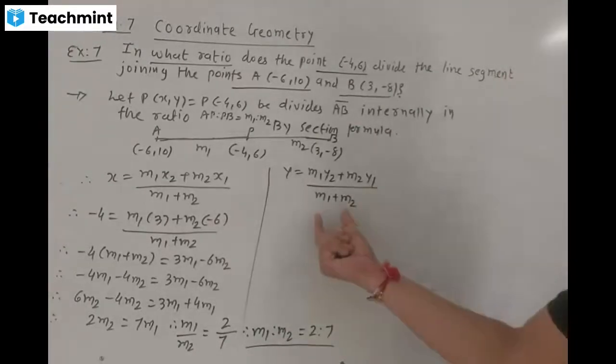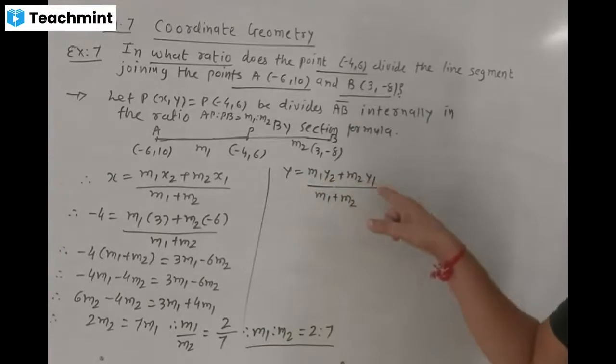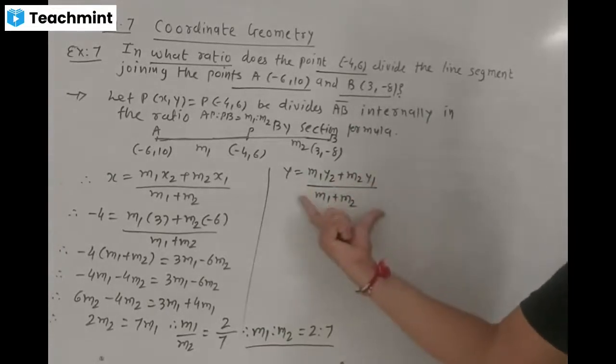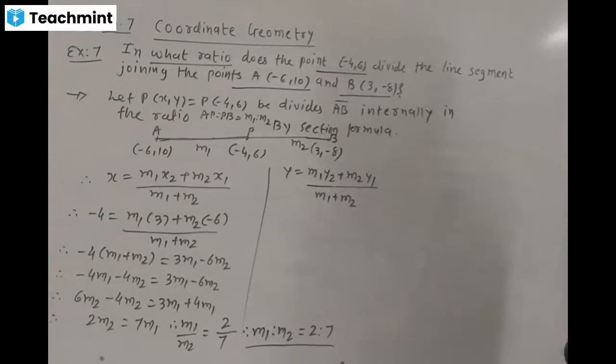If you put the values of m1, y, y2, y1 in the other formula, then also you will find the ratio m1 to m2 is 2/7.